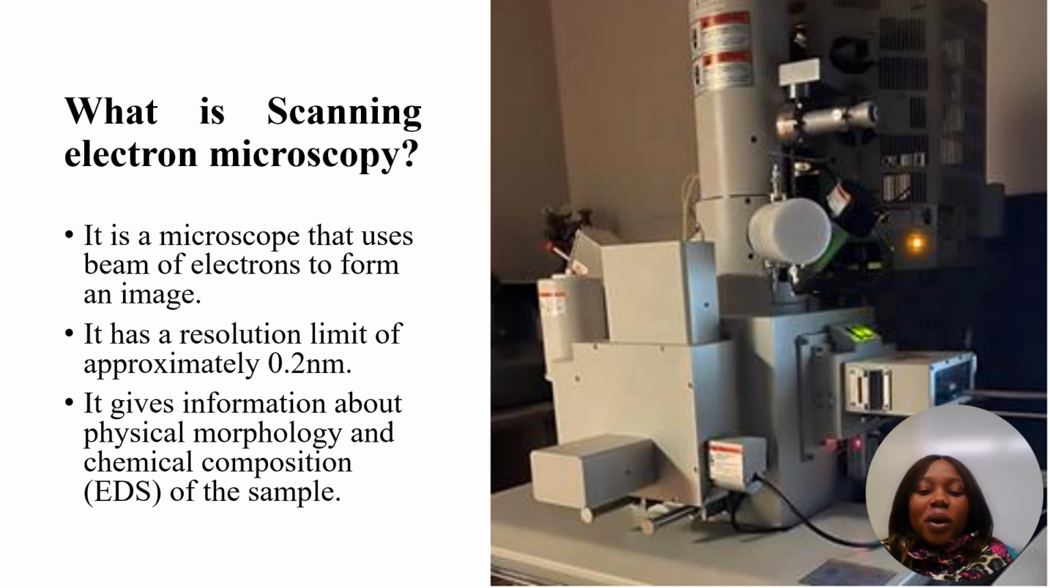Unlike the optical microscope that uses light to create an image, the SEM is preferable because it has a resolution limit of approximately 0.2 nanometers. And it's very good for surface imaging, surface characterization. It gives us good information about the physical morphology of a sample and also the chemical composition using EDS.